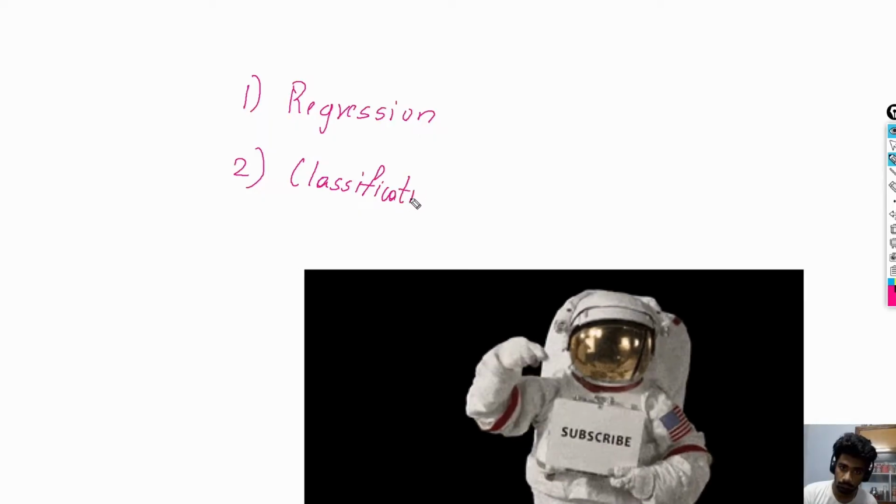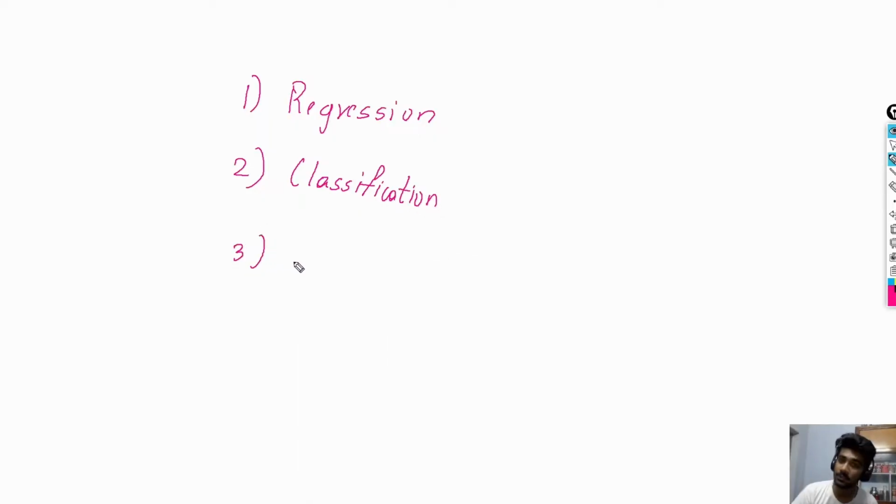Hi everyone. So today let us try to understand the three most important terms when we talk about machine learning. The first and foremost term is regression. And the second term that we are going to discuss today is classification. And the third term that we are going to discuss is clustering.